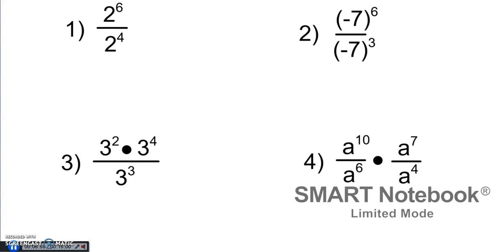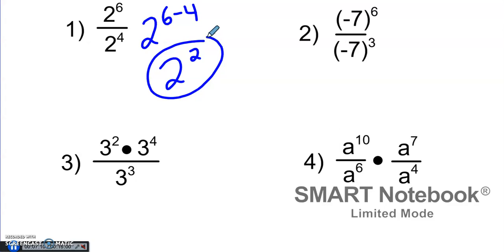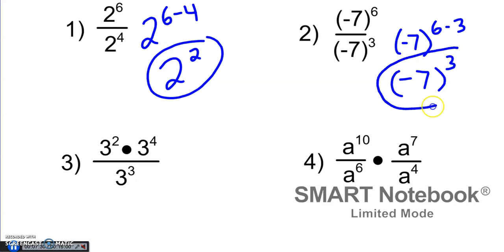So for number 1, we have 2 to the 6th over 2 to the 4th. Well, using the property, it's going to be 2 to the 6 minus 4, so I get 2 squared. For number 2, I have the quantity -7 raised to the 6th divided by the quantity -7 raised to the 3rd. Well, again, using this property is going to be the quantity of -7 to the 6 minus 3 power. So I get the quantity of -7 raised to the 3rd.